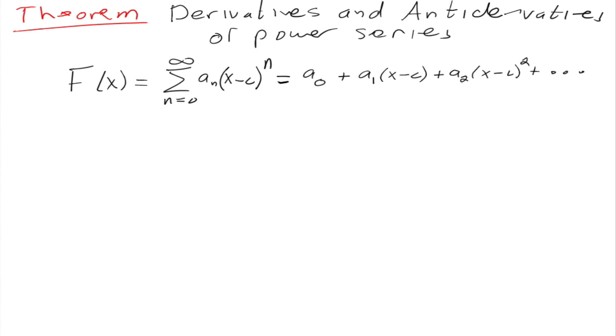Okay, so suppose it converges for |x minus c| less than r. So r is the radius of convergence. Then what we can do is get the derivative and the antiderivative of the power series term by term. We won't prove it, you'll just have to believe in magic.